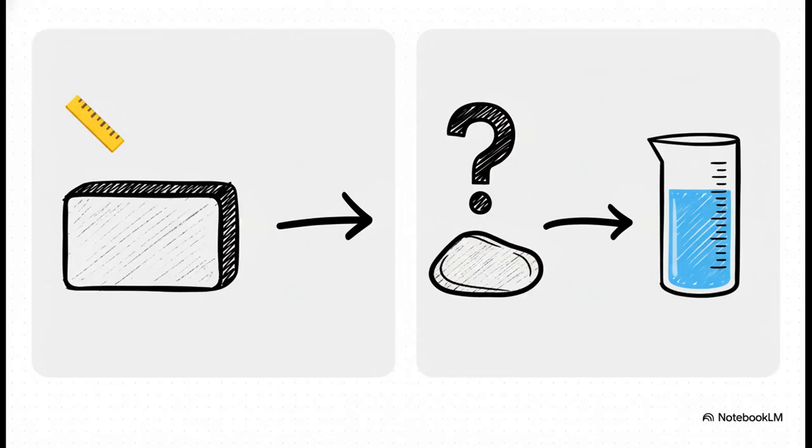Okay, so we've got length down. Now how does that help us with volume? Well, for a nice regular box, it's a piece of cake: length times width times height. But what about something weirdly shaped, like a pebble? You can't exactly use a ruler on that. You need a much cleverer trick.